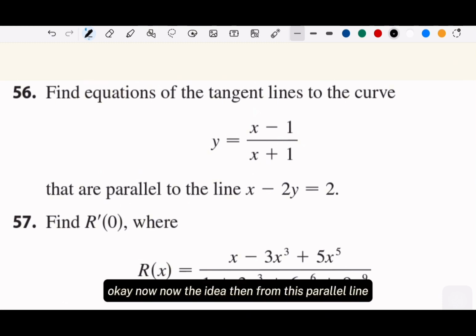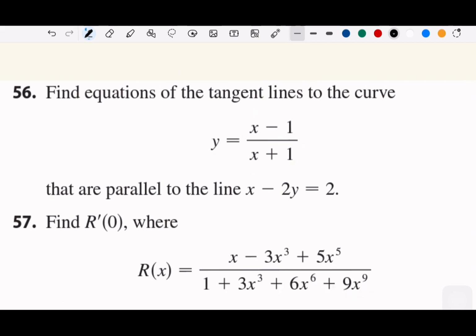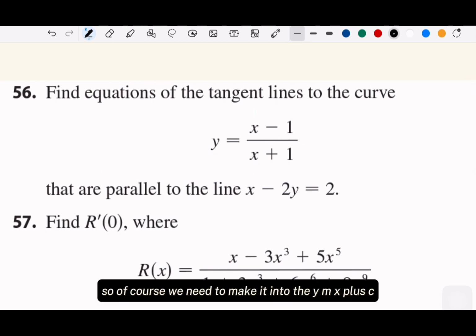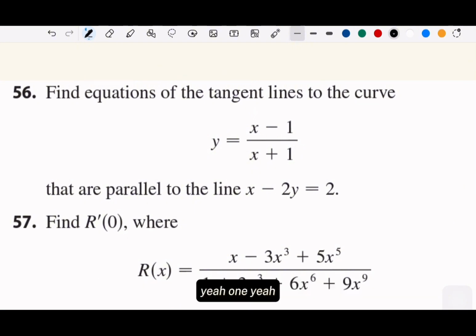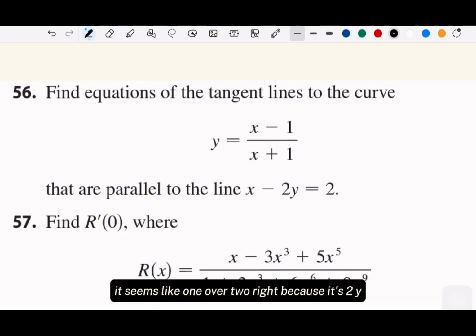Now the idea, from this parallel line: what will be the slope? Of course we need to make it into y equals mx plus c. Yeah, 1 over 2. It seems like 1 over 2, right? Because it's 2y, so we need to make it y equals mx plus c. So that's how you do it. You get the slope from here, which you need to make equal to the slope when we calculate the derivative.